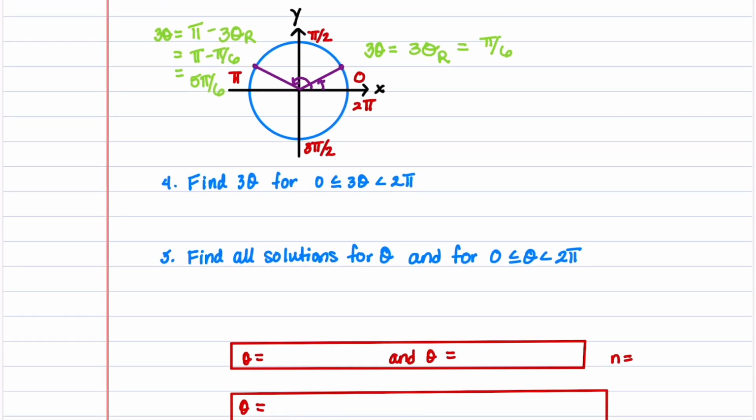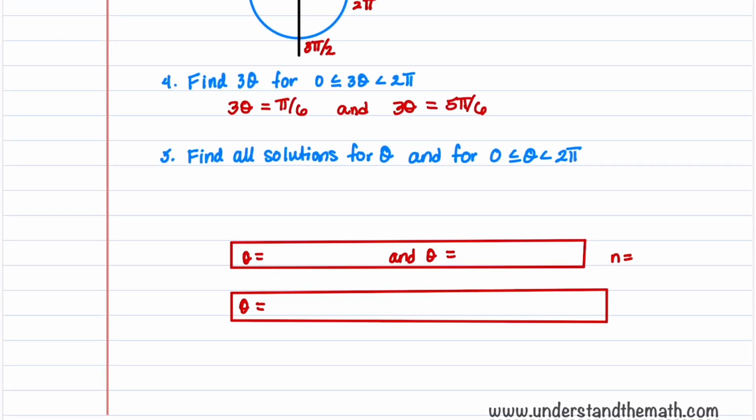We'll then write down what we just computed. We have 3 theta equal to pi over 6 from quadrant 1, and we have 3 theta equal to 5 pi over 6 from quadrant 2.